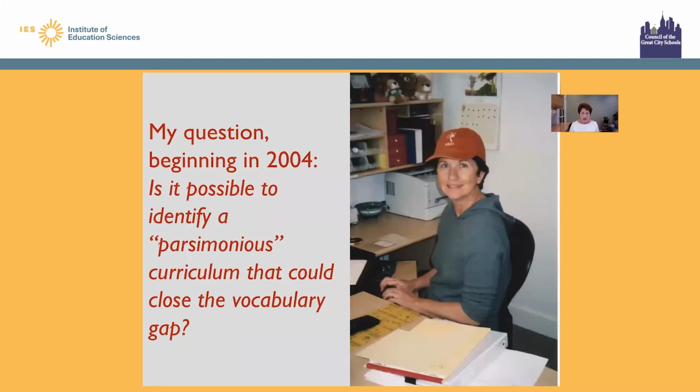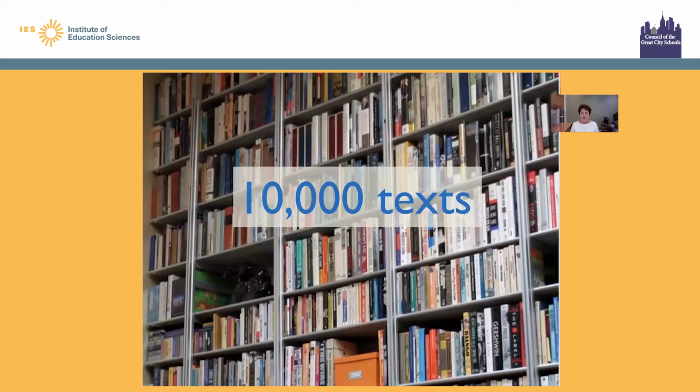Here I am in 2004, same office, but it looks a little different. And I asked the question, is it possible to identify a parsimonious, and by that I meant an economical, vocabulary that could really close the vocabulary gap? And this is what I did. I had about 10,000 texts scanned. Now I've got about 12,000 texts.